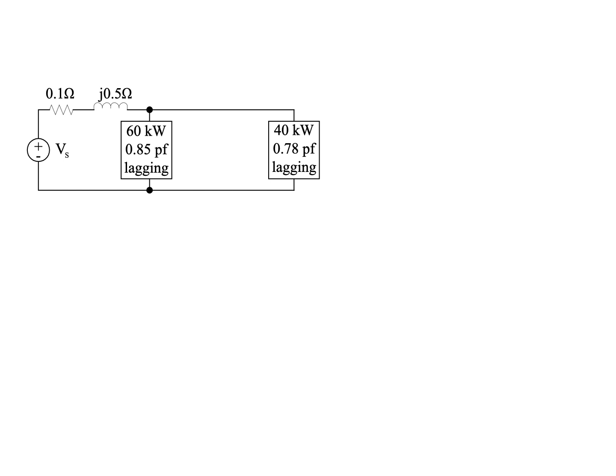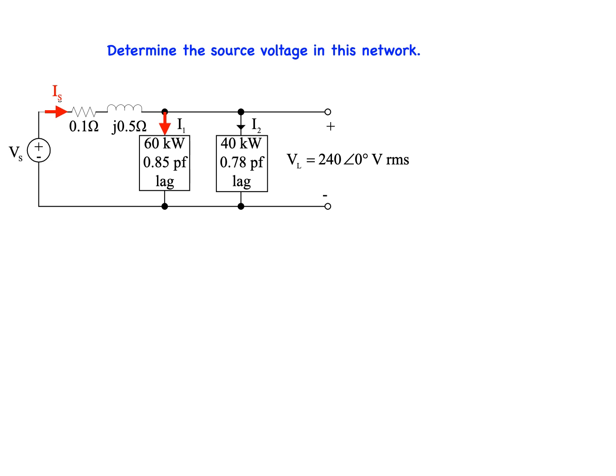Here we have a single voltage source, Vs, that is supplying two load centers connected in parallel through a transmission line of known impedance. The voltage across the load is measured to be 240 volts, which we will use as a reference phasor. Our task will be to determine the source voltage in this network. We begin our analysis by labeling the various currents and voltages in the circuit as shown.